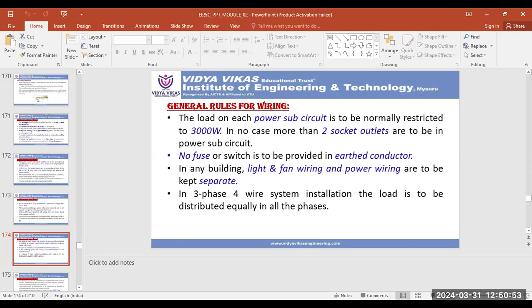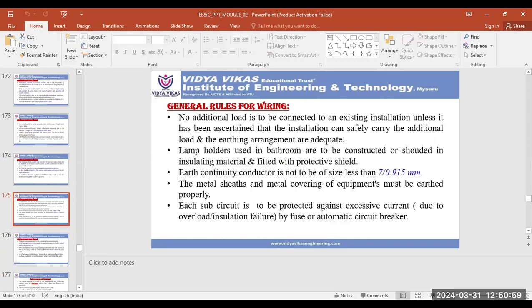In a 3-phase 4-wire installation, the load is to be distributed equally in all the phases. Of course, no additional load is to be connected to an existing installation unless it has been checked that the installation can safely carry the additional load and the earthing arrangement is adequate. That means we cannot connect any extra load. Once wiring is done, we should not connect extra load again.